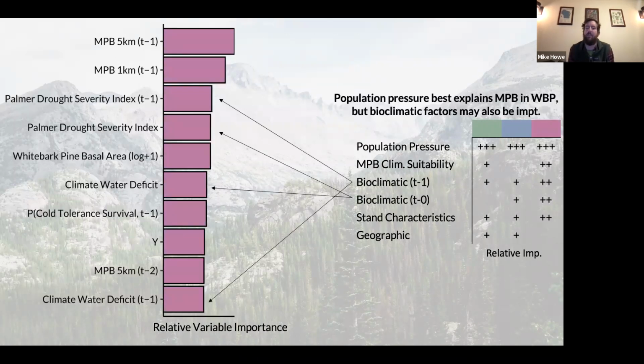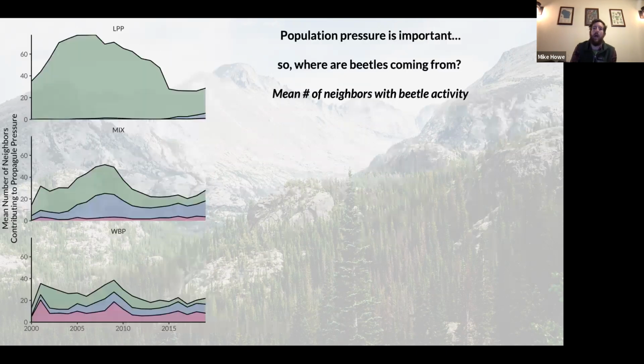Whereas we see a slightly different picture in whitebark pine, where population pressure is still the most important, but bioclimatic factors are also putatively important. Okay, so since we know that population pressure is important, we can look at where beetles are coming from.